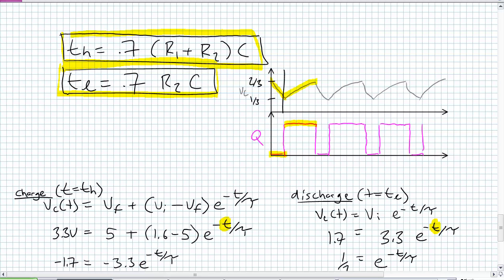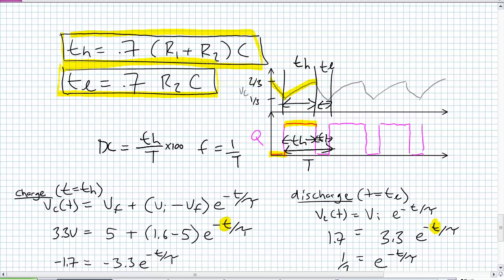So if I can figure out what this time high is and that time low is, I can add time high plus time low to get my total period T. If I want the frequency, it's 1 over T. If I want the duty cycle, it's time high divided by T, typically expressed as a percentage. The question remains, where does that 0.7 come from?